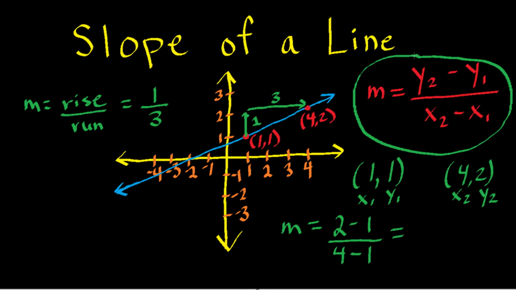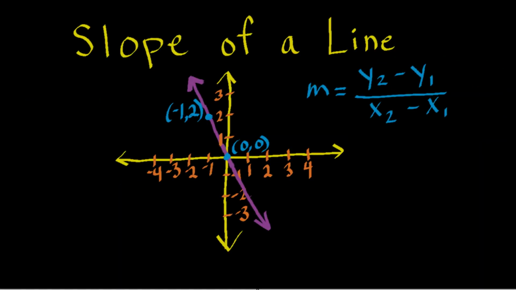After performing the calculation 2 minus 1, we end up with 1 in the numerator, and 4 minus 1, we end up with 3 in the denominator. So either way, we end up with the correct slope of 1/3. Let's try another one in which the line is heading down as we go left to right. Since this line is heading down, our slope calculation should turn out to be a negative number.